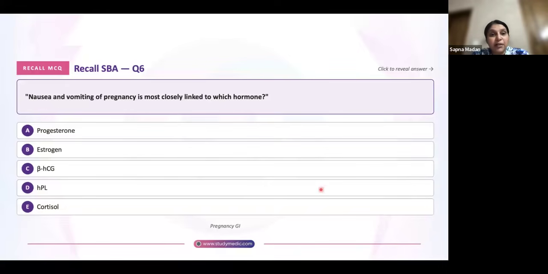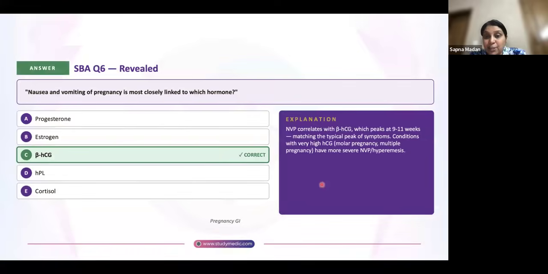Nausea and vomiting of pregnancy is most closely linked to which hormone? Progesterone, estrogen, beta-HCG, human placental lactogen, or cortisol. And I'm sure most of you will get this right. It is beta-HCG. It correlates with beta-HCG, which is peaking at around 9 to 11 weeks.